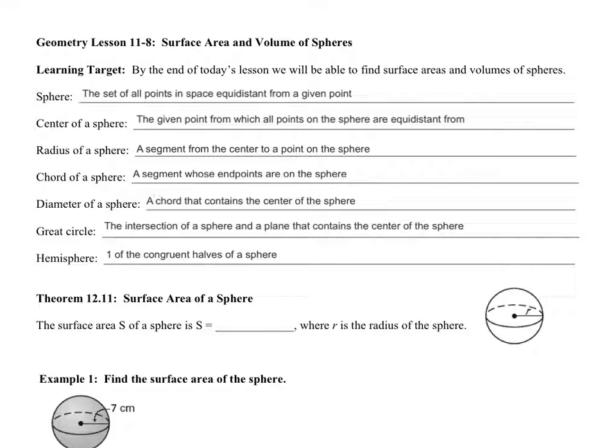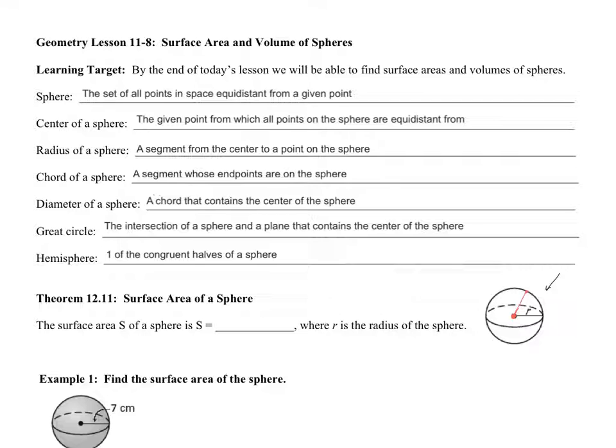A sphere is a set of all points in space equidistant from a given point. So here is what we call a sphere. The center of a sphere is the given point from which all points on the sphere are equidistant. So this will be the center, and it's equidistant to all points on the sphere. The radius of a sphere is the segment from the center to a point on the sphere.